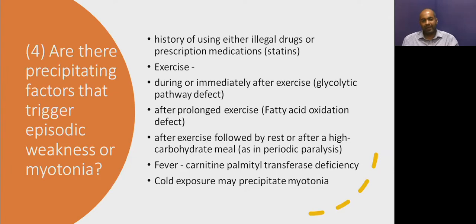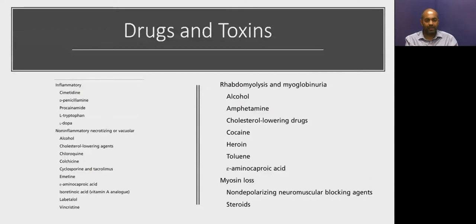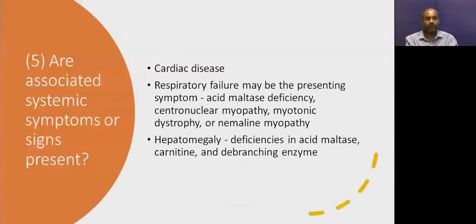And if it comes after exercise followed by a period of rest, or after a high carbohydrate meal, then we can think of a periodic paralysis. If fever is precipitating weakness, we can think of fatty acid defects like carnitine palmitoyl transferase deficiency. And if cold exposure is precipitating weakness, we can think of a myotonia. This is the table showing various drugs and toxins which can precipitate a muscle disease.